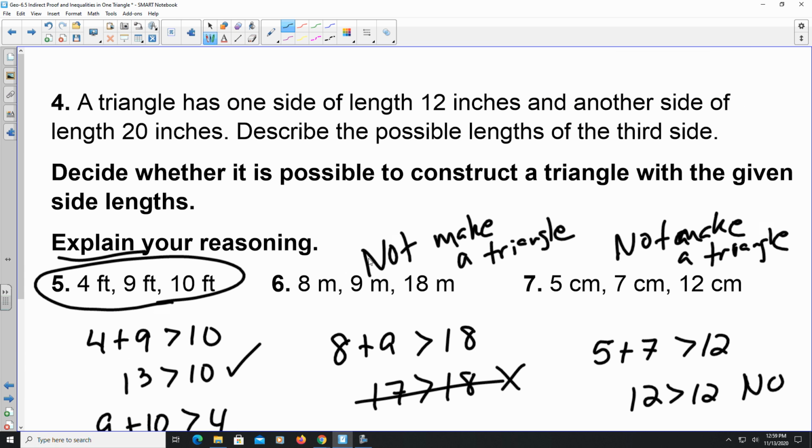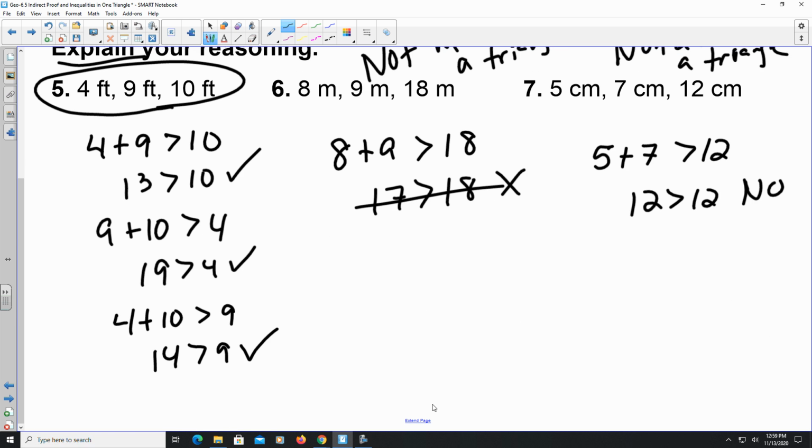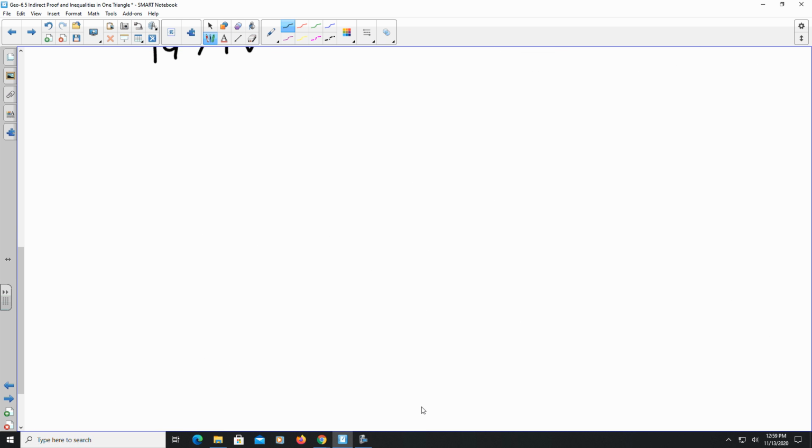Looking at this example up on top, number 4, it says a triangle has one side with a length of 12 inches and another side with a length of 20 inches. They want you to describe the possible lengths of the third side. Here's how you're going to go about doing that. Again, you have to use all three different scenarios in order to create possible values for the third side. Let's say 20 plus 12 is greater than the third side, we'll call it x. So 20 plus 12 is 32. 32 is greater than x.